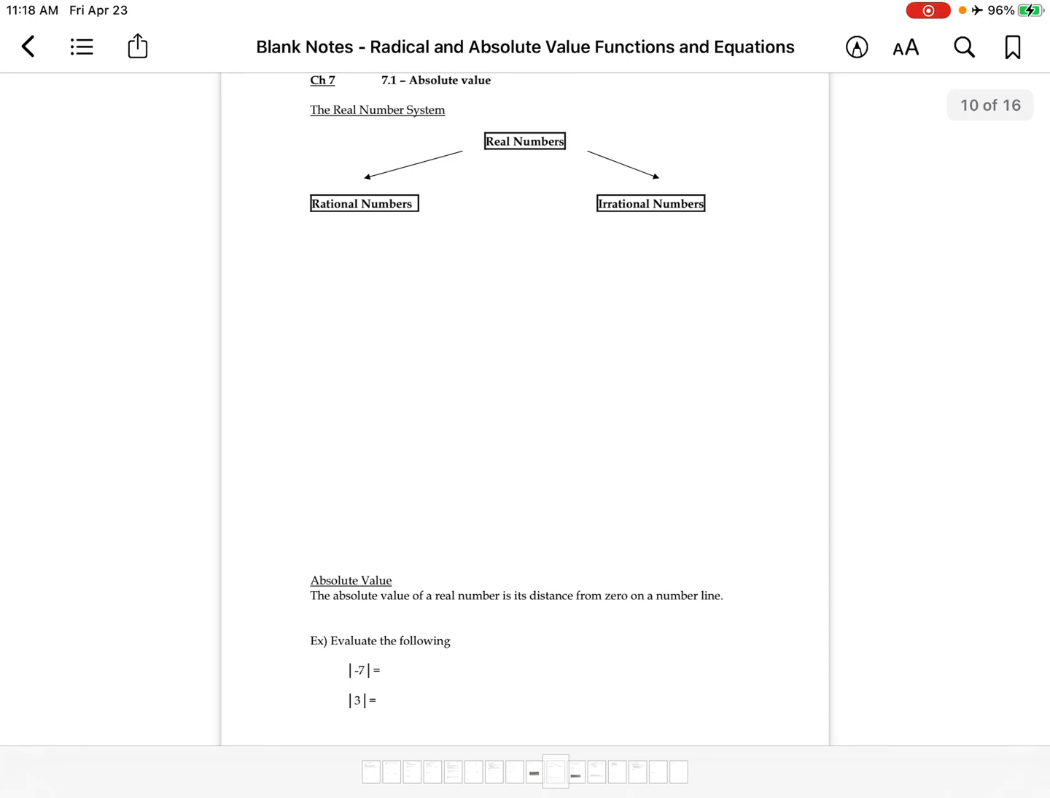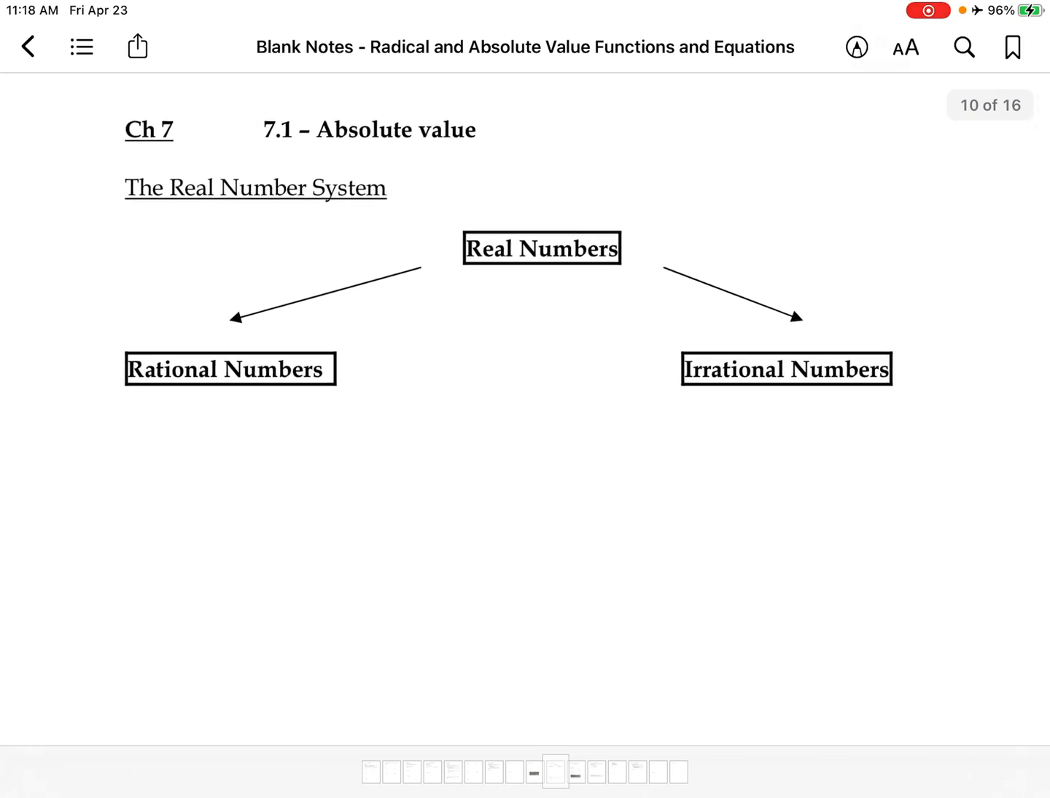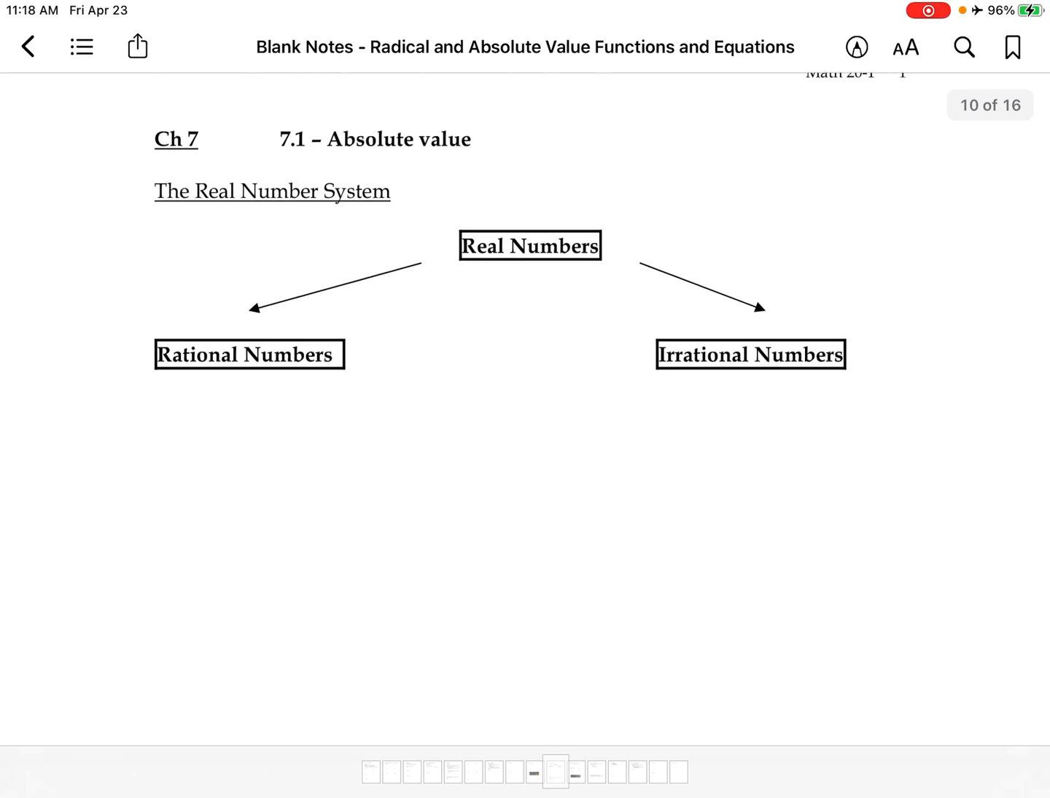Today we are going to start talking about absolute value and what absolute value means, and eventually where we're going to go is to talk about absolute value functions and how to solve an absolute value equation. But before we start, let's just review the real number system. Okay, so the real numbers are all numbers that exist in our world and that are defined. These are divided into two different categories.